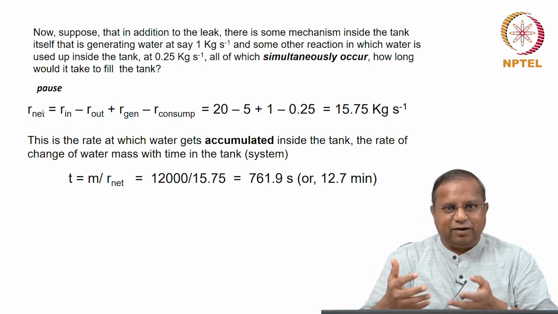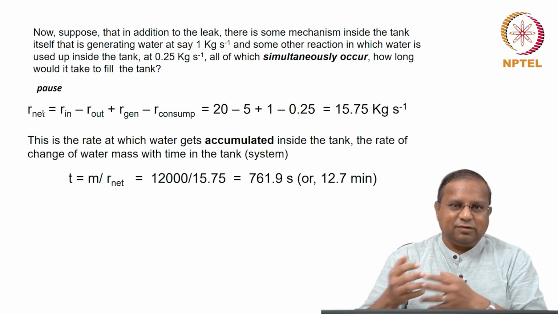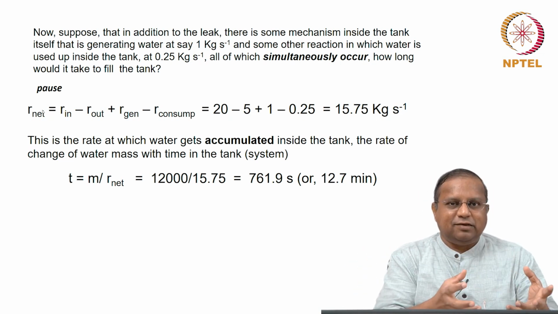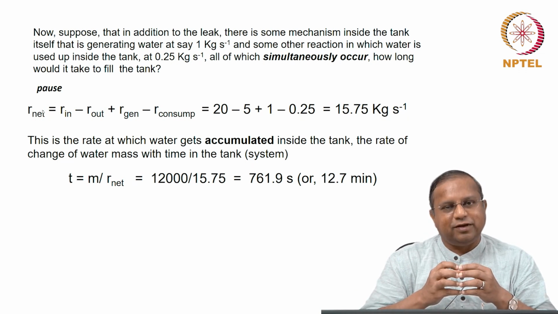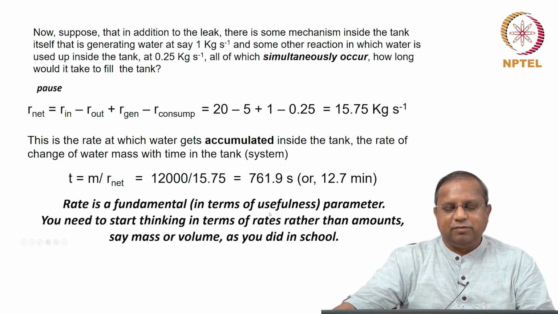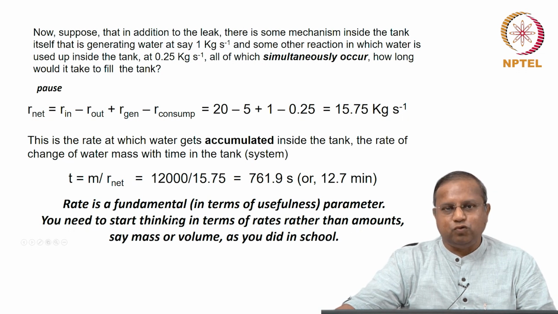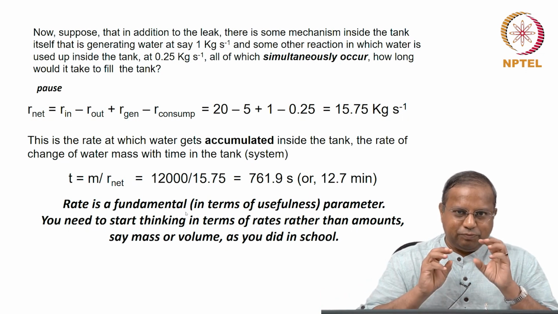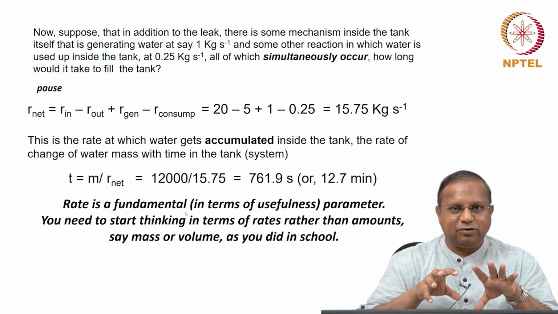Anything dynamic, for that matter, a dynamic system, a cell is a dynamic system, anything that changes with time, once you bring in rates, it becomes very simple to look at it, or you need to start looking at things only in terms of rates. So, rate is a fundamental parameter in terms of usefulness, that is what I mean. You need to start thinking in terms of rates rather than amounts. By amounts, I mean mass or volume, as you did in school. That is the important aspect that I am trying to drive home here.